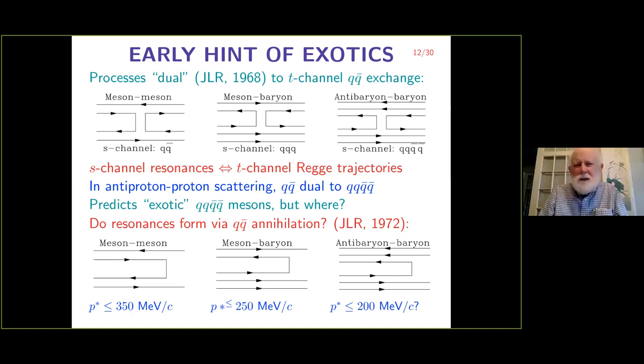And here are diagrams that I invented to display the duality between meson-meson scattering in the S channel dual to meson-meson scattering in the P channel, or meson-baryon scattering in the S channel due to T channel non-exotic meson exchange. But when we came to baryon, anti-baryon scattering in the S channel, it was two quarks and two anti-quarks that was due to one quark anti-quark pair in the T channel. No getting around it. If duality was correct, there had to be baryonium states, the S channel of the right-hand diagram.